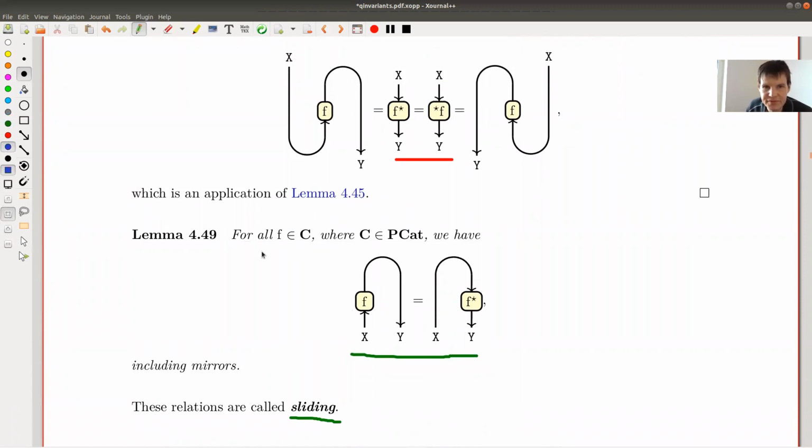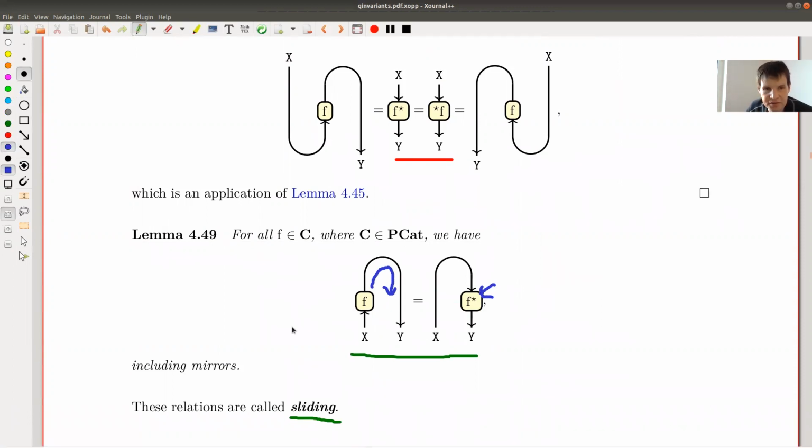So if you slide a morphism across a cup, then you just get the dual morphism. Okay, so sliding morphisms around cups gives you the dual morphism.